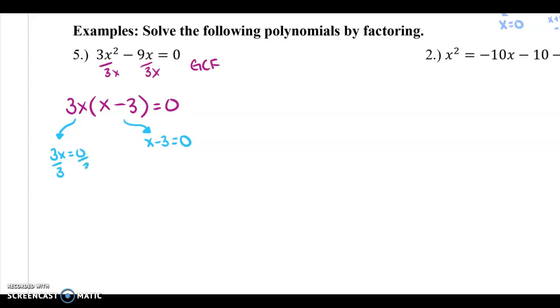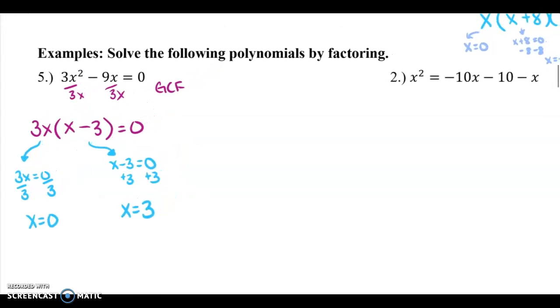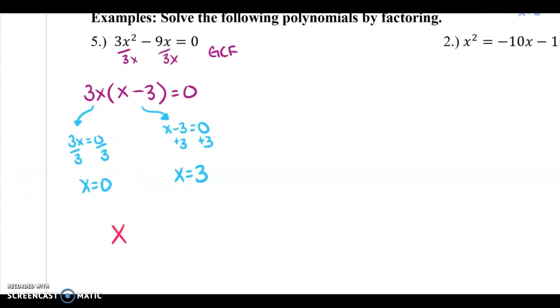So divide by 3, x is equal to 0. Add the 3, x is equal to 3. So my two answers are x is equal to 0 and x is equal to 3. I have two answers. Well, that makes sense because my highest exponent is a squared.